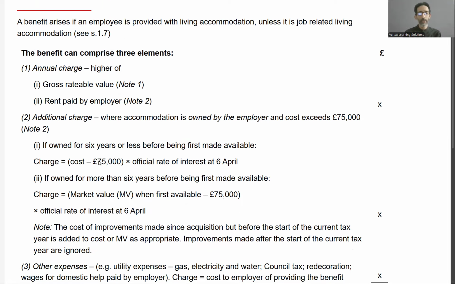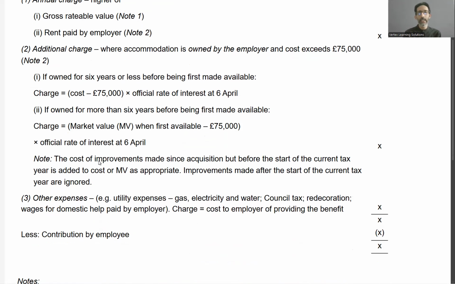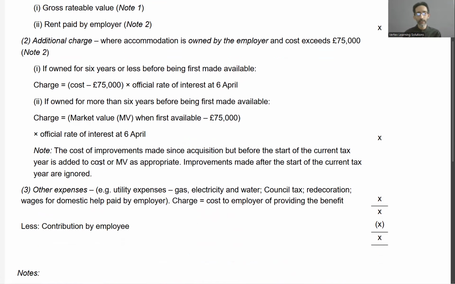Moving on to the next one, the other charge is the additional charge. If the cost of the accommodation that has been bought is more than 75,000, then another additional charge is raised. You look at the cost of the accommodation and you deduct the 75,000. Basically, if it is less than or equal to 75,000, there is no additional charge.